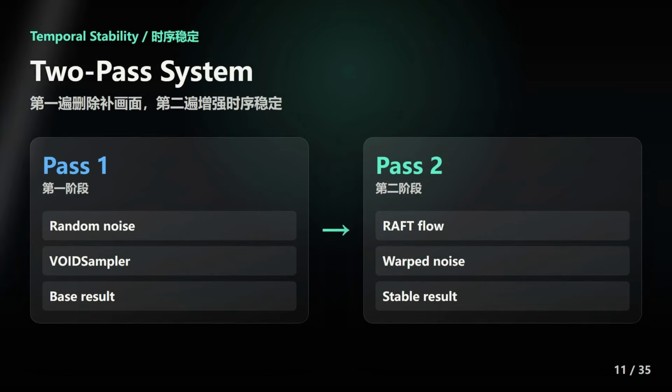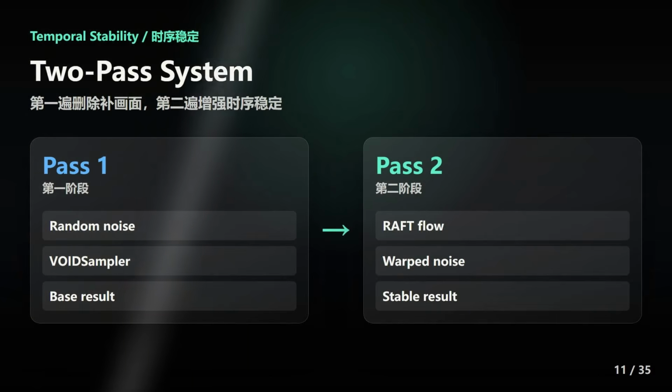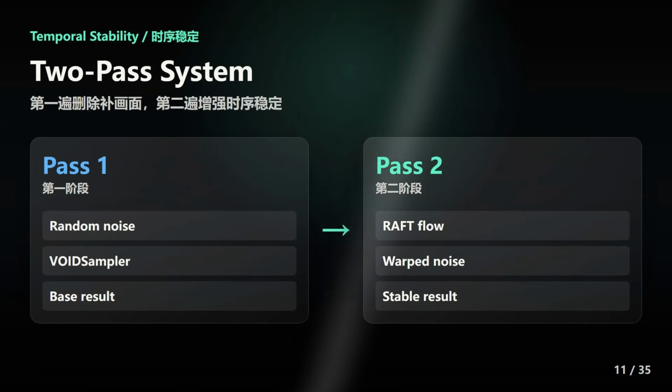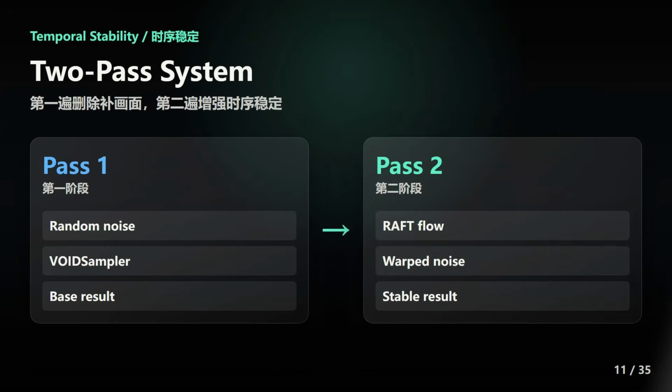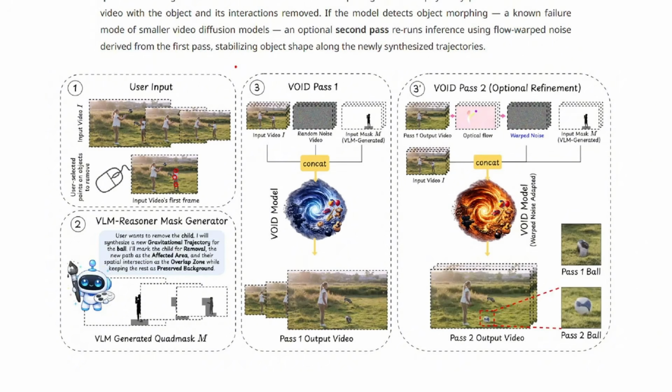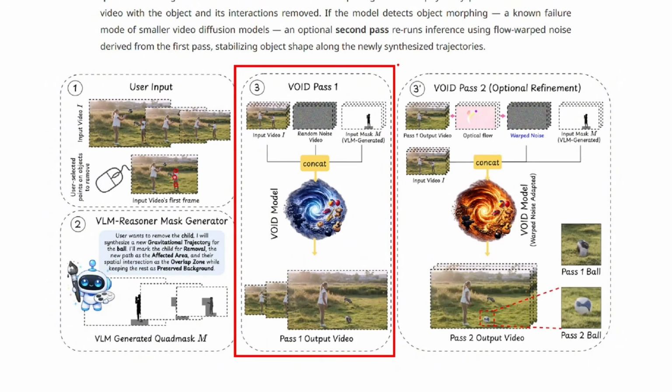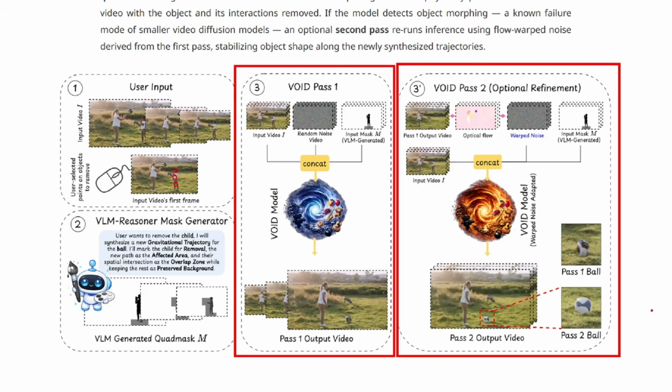Also, this is a 2-stage workflow. Pass 1 is responsible for generating the basic inpainting result. Pass 2 then uses the result from Pass 1 together with optical flow and warp noise to further enhance temporal stability. You can understand it like this: the first pass removes the object and fills in the image. The second pass tries to reduce flickering and shaking, making the video more temporally consistent.